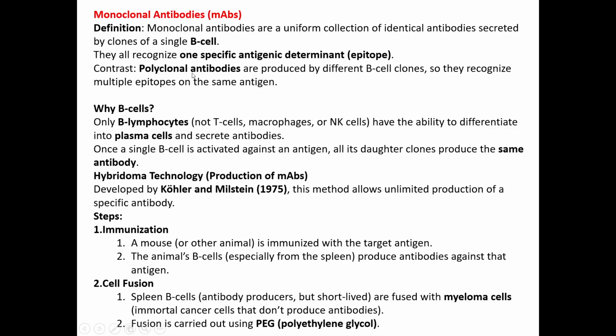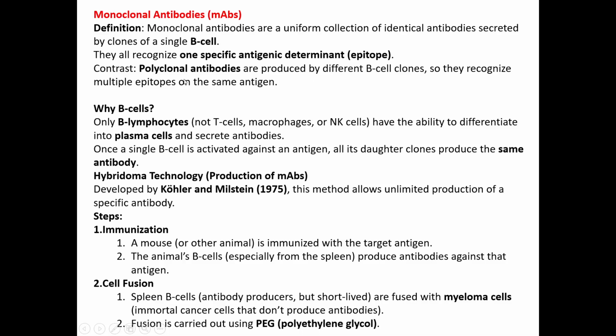So this becomes polyclonal because they are coming from different clones of B cells which have recognized different epitopes. But when you take one single B cell which has recognized one particular epitope, and then you clone that B cell, you will get antibodies which are monoclonal, specific to that single epitope.